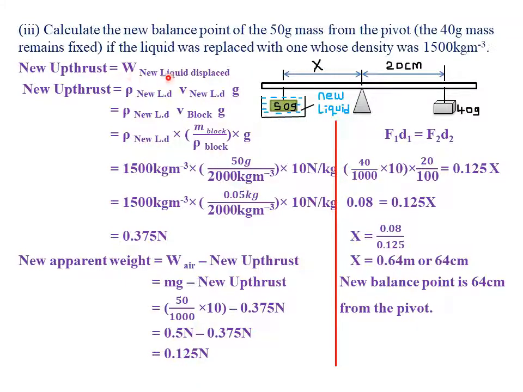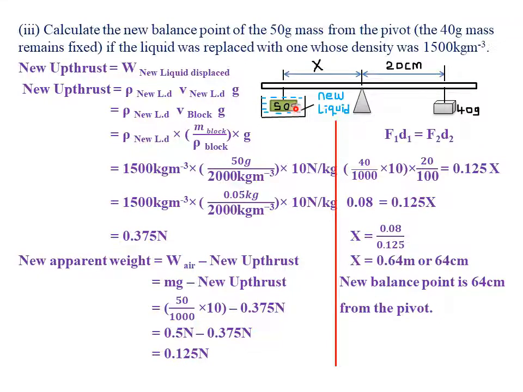Remember, different liquids will offer different values of the upthrust force. So the new upthrust force will be equal to the weight of the new liquid that is displaced. Remember from Archimedes' principle that when a body is partially or totally immersed in a fluid, it experiences an upthrust equal to the weight of the fluid displaced. Therefore, the upthrust must be equal to the weight of the new liquid displaced, given by rho Vg, that is the density of the new liquid displaced multiplied by the volume of the new liquid displaced multiplied by gravity.